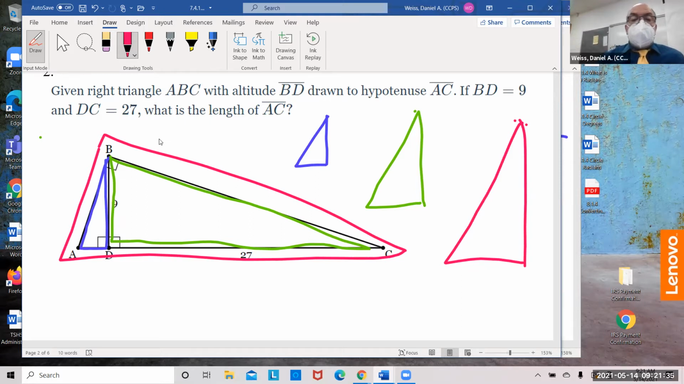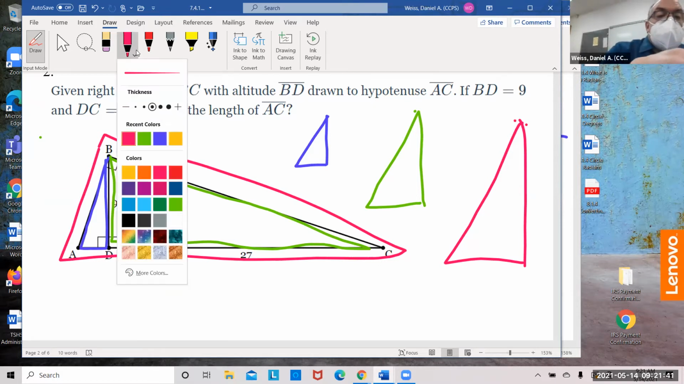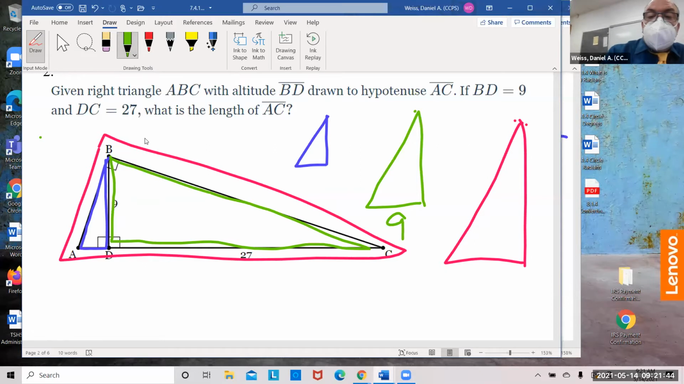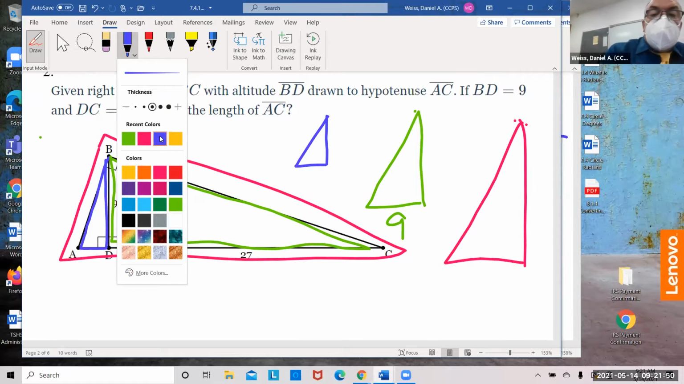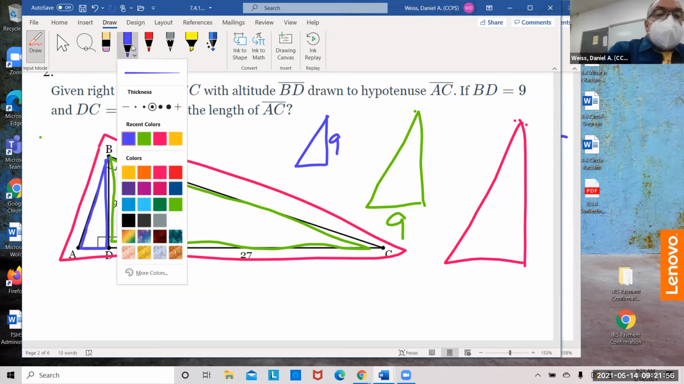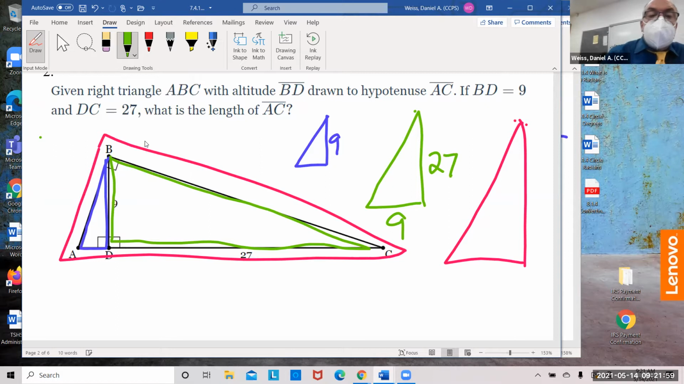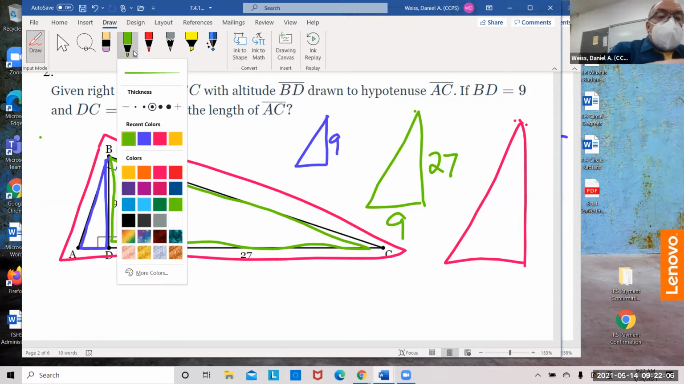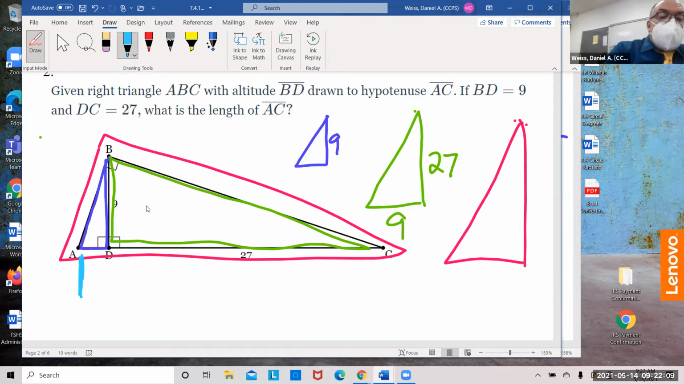Okay. All three triangles are proportional. So the number 9 is here on the short leg of the green triangle. But it's also the long leg of the blue triangle. And then 27 is the long leg of the green triangle. All right. The question says, what is the length from here, from A to C? What is this length right here? In order to find that, I've got to figure out this little itty bitty piece right here.